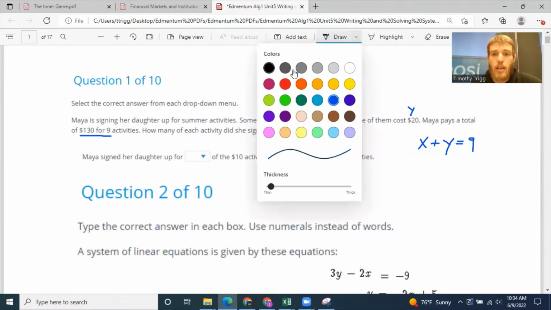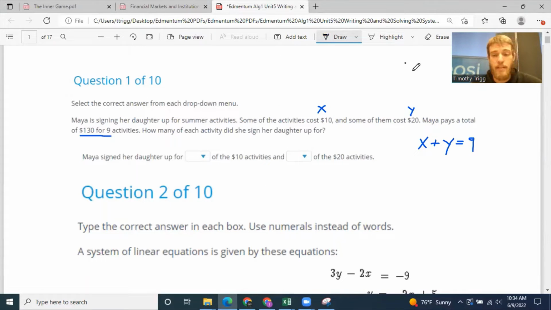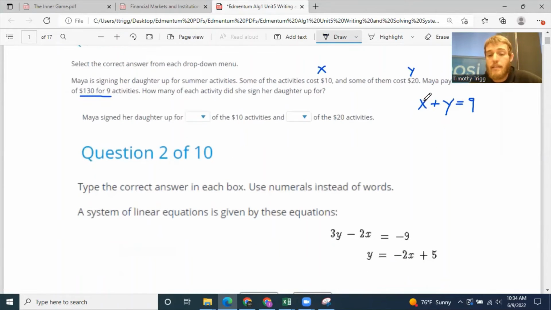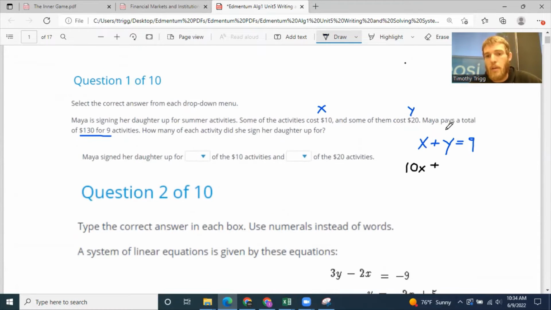Now the second equation has to do with the value of these activities, or in this case, the costs of them, right? So each of these $10 activities, they each cost $10. So $10 times the number of $10 activities. Plus, what do you think I'm going to put here? 20y, right? Because each of these activities costs 20. And what do you think I'm going to put here? Well, the total cost. So in this case, that's 130.